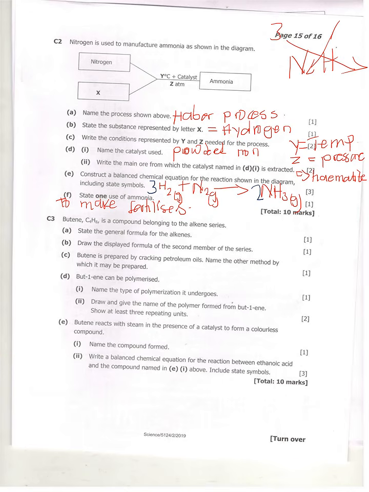Okay, so let's move on to question 3. Butene, C4H8, is a compound belonging to the alkene series. State the general formula for the alkenes. So alkenes have the formula CnH2n. Now draw the displayed formula for the second member of the series.